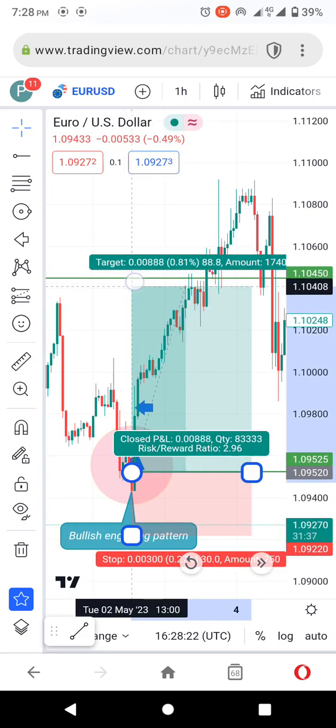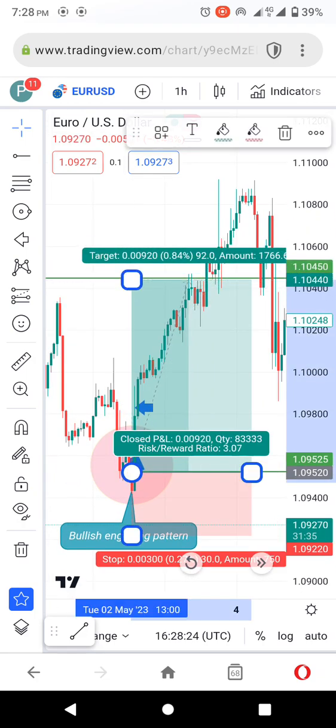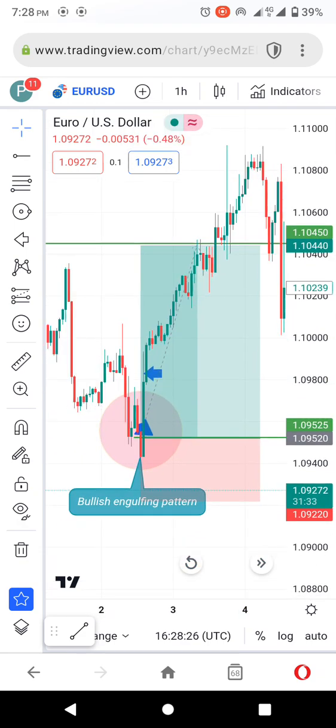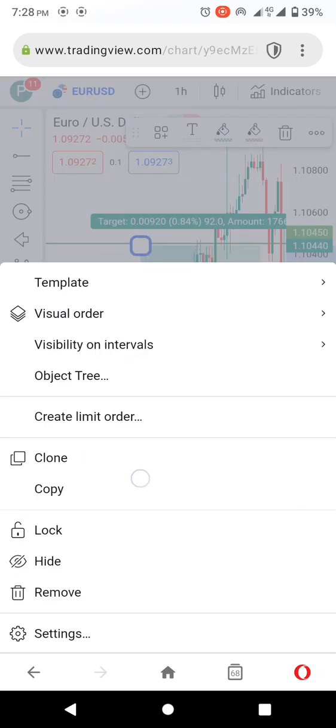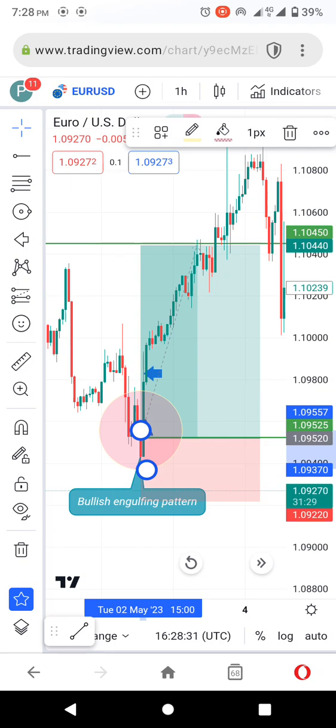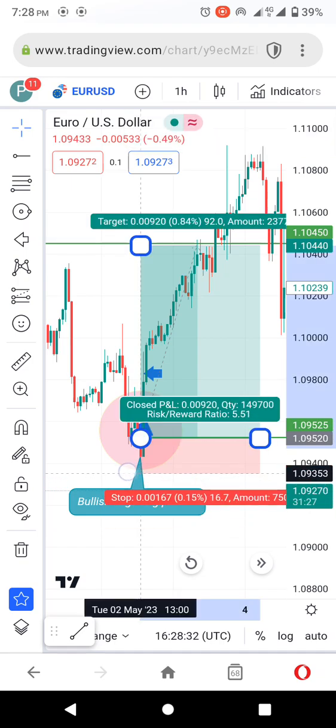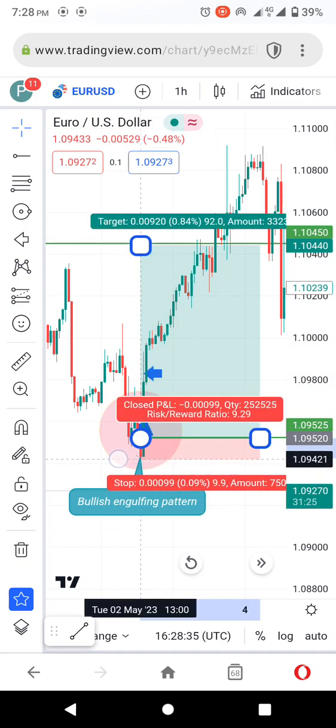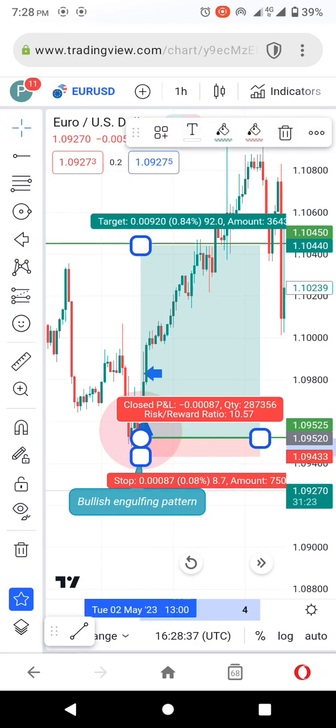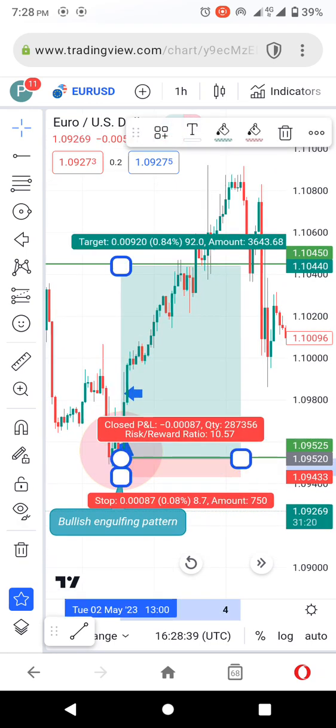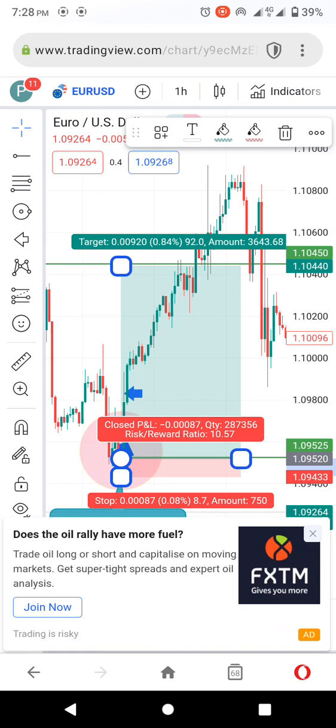Yes, you are setting up your targets so that you can have a very good profit, and then your stop loss should be on the lower part of the low. Yes, so your risk to reward is 1 to 0.57, that is, you are risking 10 to get 57. That is very good risk management.